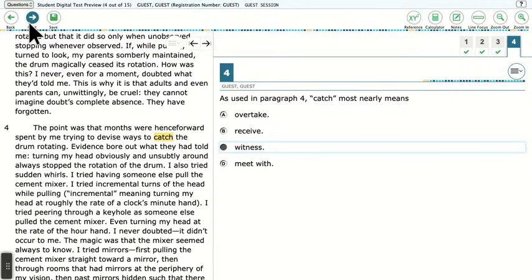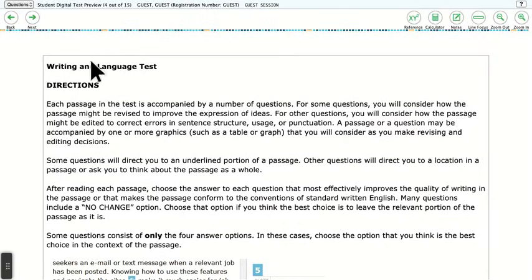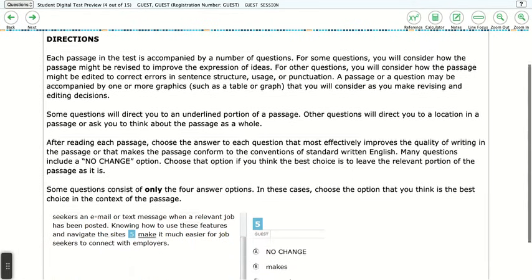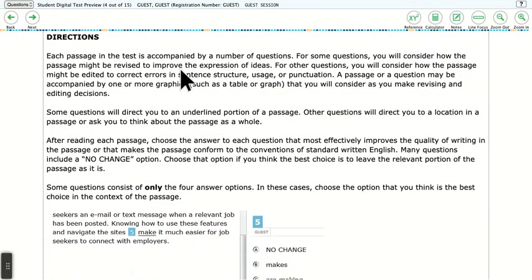Now that I've finished this section, I'm going to go forward, and it's putting me into the next type of section of the test. So instead of reading, now we're on writing and language, which does not mean that you're actually writing out answers to things. It's writing in terms of grammar. So our directions. Each passage in the test is accompanied by a number of questions. For some questions, you will consider how the passage might be revised to improve the expression of ideas. So like, how do you fix the sentence?